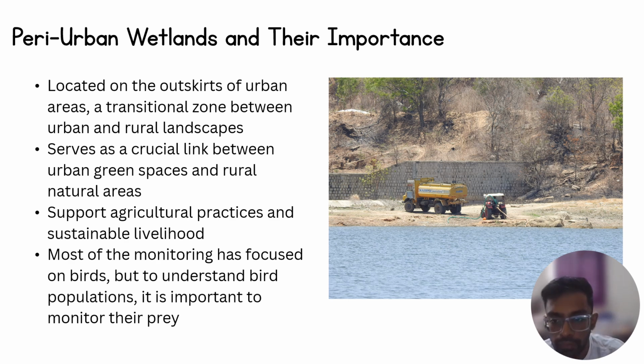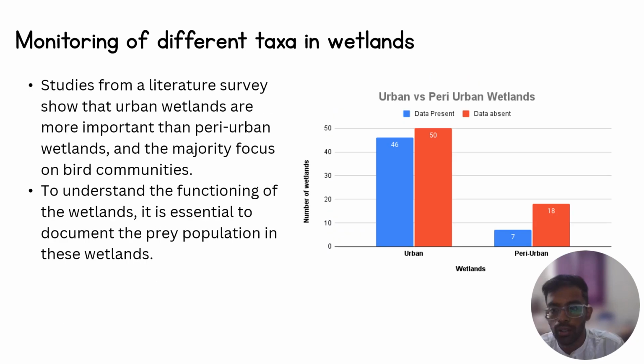But when it comes to monitoring, the studies are mainly focused on birds. But to understand bird populations, it's also necessary to monitor the prey. So a literature survey was done to understand how well these wetlands are documented. As per the results, we see the urban wetlands are documented much more than peri-urban wetlands as they are given more importance. But the documentation in these wetlands is only of the bird communities and very little of the other taxa. So, to understand the function of these wetlands, it is essential to document the prey population present in them.